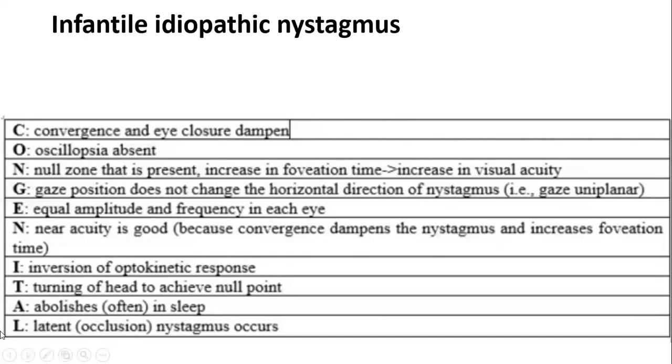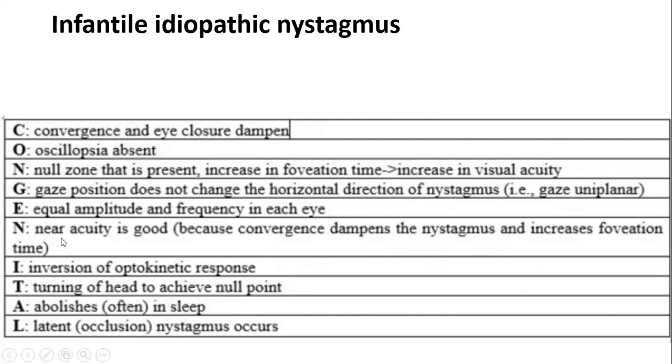So here the word CONGENITAL is a mnemonic for the characteristics of infantile nystagmus syndrome. With convergence and eye closure, the nystagmus dampens. Those patients have no oscillopsia. They are not experiencing any oscillopsia because of the suppression. Usually there is a null zone. Gaze position does not change the horizontal direction of nystagmus. It is uniplanar, with equal amplitude and frequency in each eye. It is conjugate nystagmus. Usually near acuity is good in those patients because with convergence, the nystagmus dampens and foveation time increases.